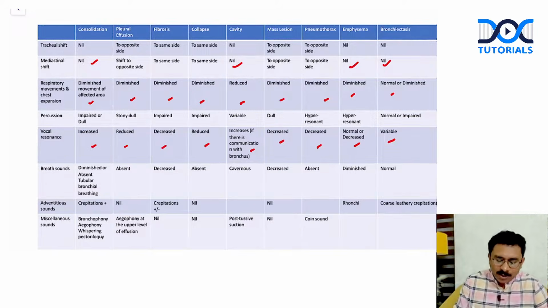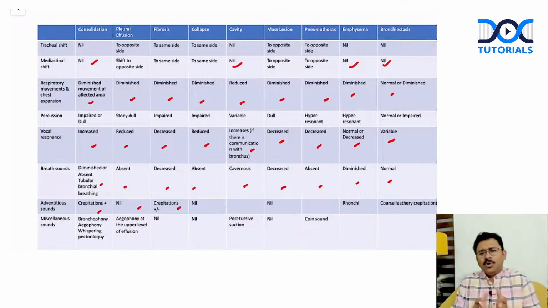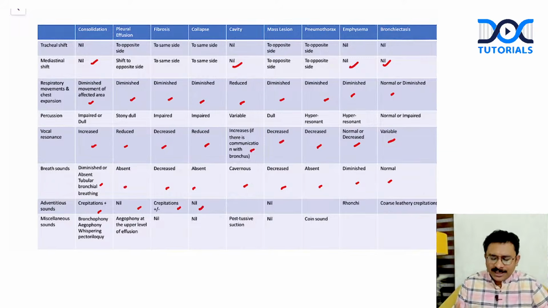And coming to breath sounds, in case of consolidation, you may get diminished or absent, but again, you may also get a tubular type of bronchial breathing. Pleural effusion, it may be absent. Fibrosis decreased. Collapse absent. Cavity, you may have a cavernous breathing. Mass lesion decreased. Pneumothorax absent. Emphysema diminished. Bronchiectasis often quite normal. Adventitious sounds: in consolidation and pleural effusion, you are less likely to have any sort of adventitious sounds. Fibrosis, you may or may not get, but you are likely to get crepitations. Okay, and collapse, you may not get any sort of crepitations.